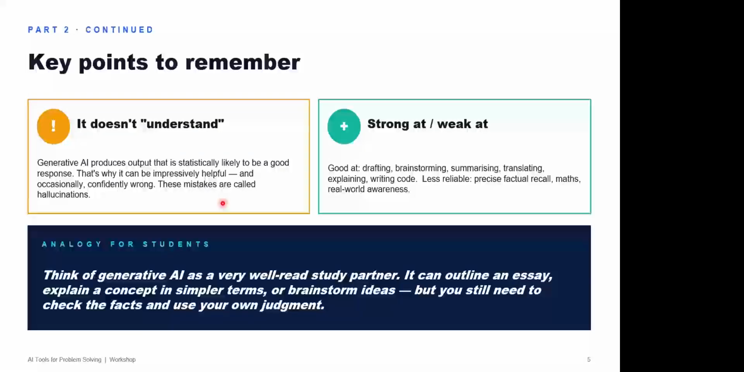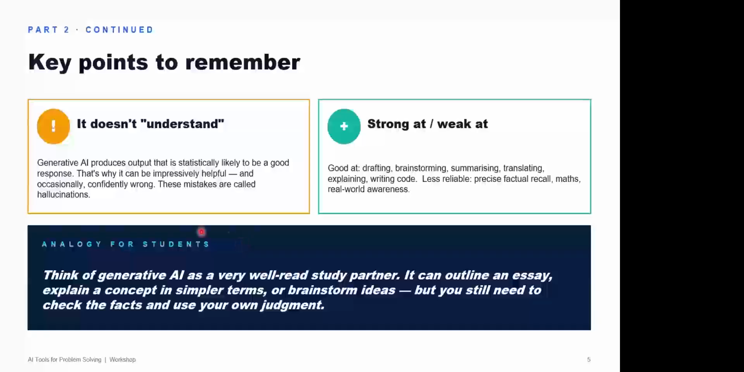So it means that it doesn't understand, but it learns the patterns, and it learns based on the information that is fed to the model. And if it comes to strengths and weaknesses, it is good at drafting, brainstorming, summarizing, translating, explaining, and writing code. But somehow it may be less reliable because it may not have real world awareness, and it may actually provide some wrong information when the data it learned is not correct.